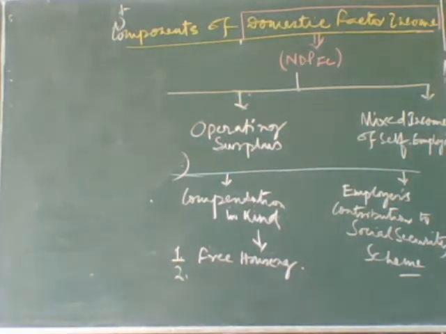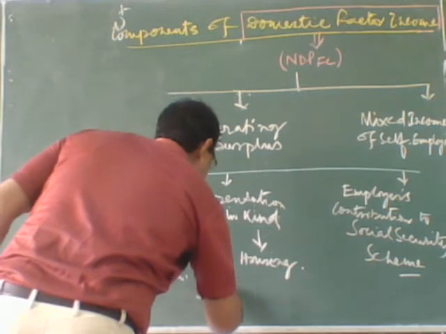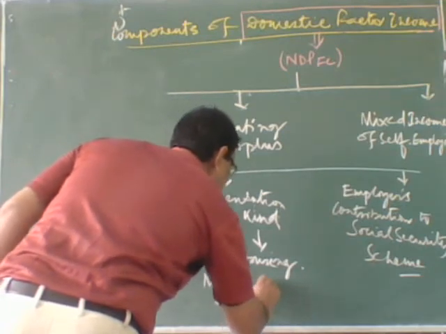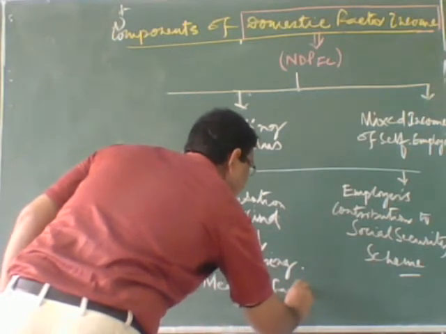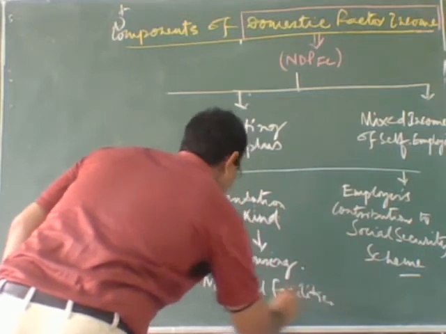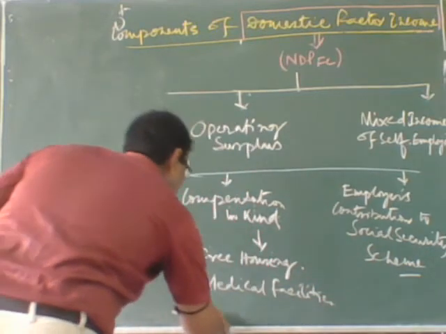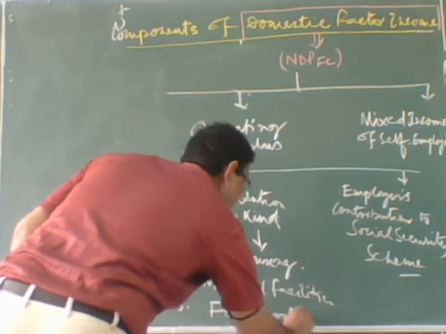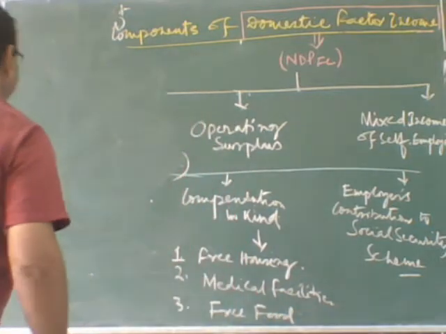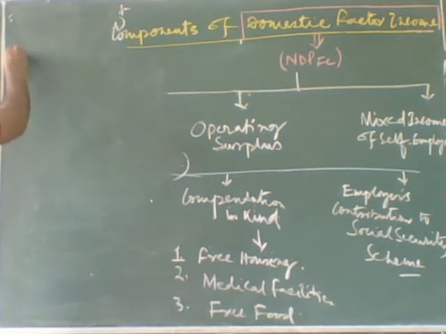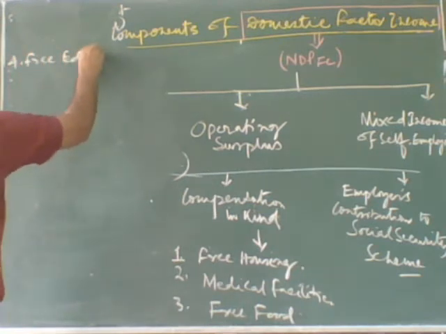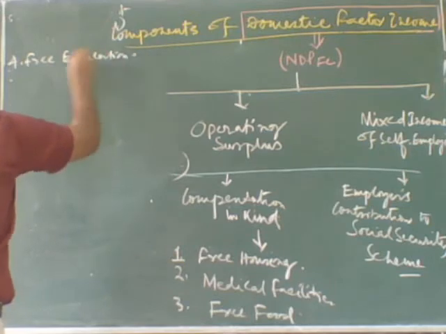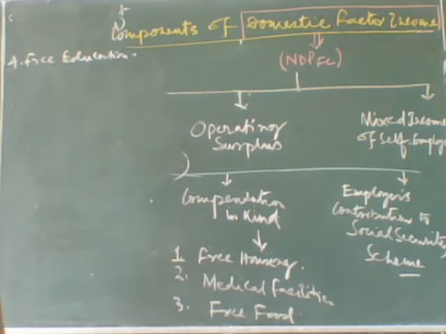Number two, medical facilities. Number three, free food. Number four, free education.